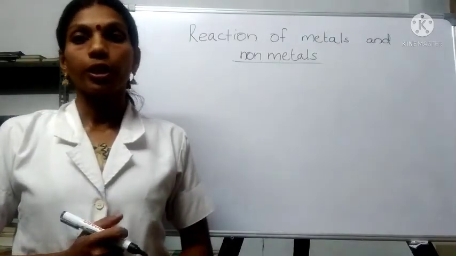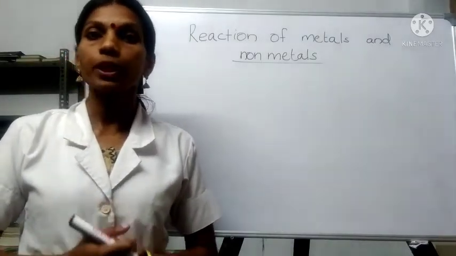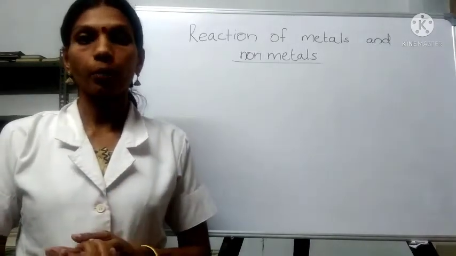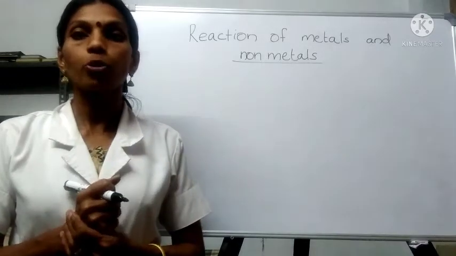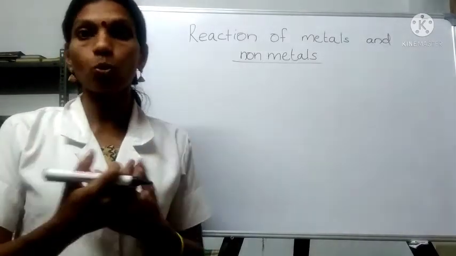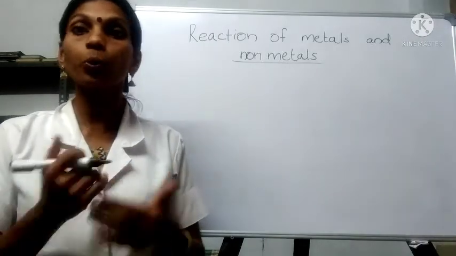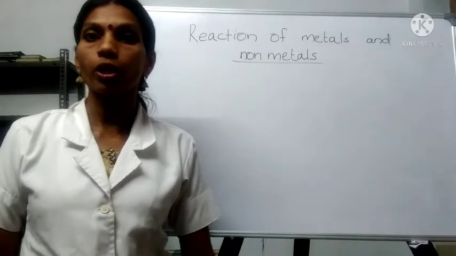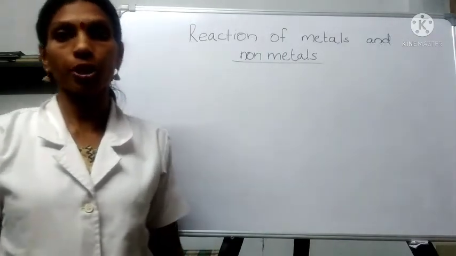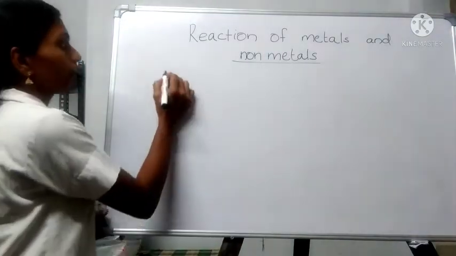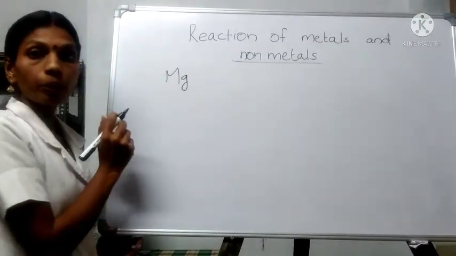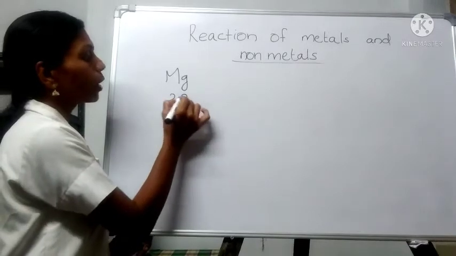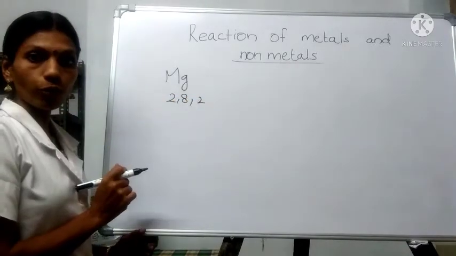Now we can study another example, that is the reaction between magnesium and oxygen. We know that magnesium is a metal and oxygen is a non-metal. So if magnesium and oxygen combine together, magnesium has a tendency to lose its electrons and oxygen has a tendency to gain these electrons. So we can show how this transfer of electrons takes place between magnesium and oxygen. Then magnesium, what is the atomic number? 12. So how can we write the electronic configuration? 2, 8, 2. That is the electronic configuration of magnesium.